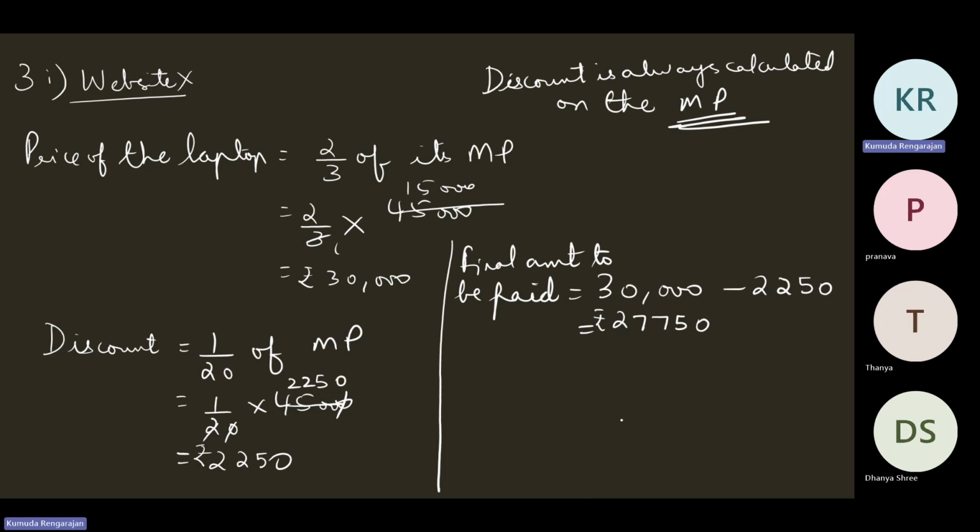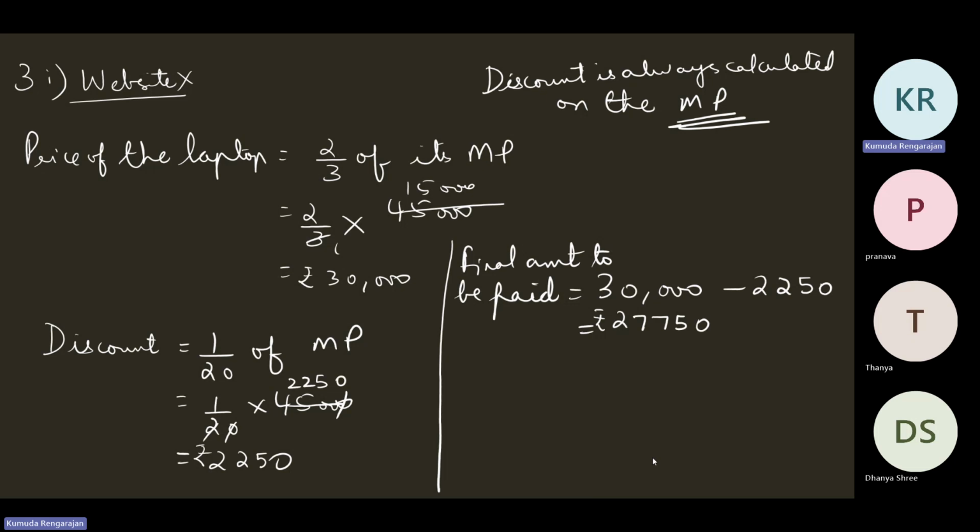Let's come back. So this is about the price of a laptop on two different websites, website X and website Y. On website X, the marked price is 45,000, but the website says you can take it for 2/3 of its marked price. So 2 by 3 into 45,000, which is 30,000.